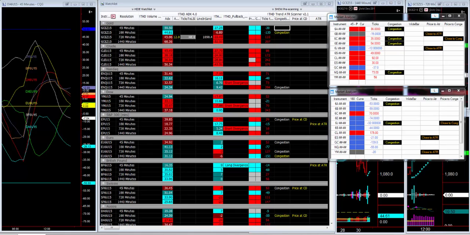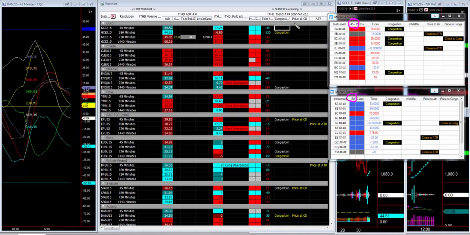I'm going to go over the market review, but also the differences between NinjaTrader and MultiCharts. Over on the right-hand side of the screen, you can see I have a market analyzer, and I have two of them up. One is on a 45-minute, one is on 180 minutes. We do have audio, visual, and email alerts for the market analyzer. You can see this is close to the ATR, this is close to congestion. You also see over here on the 180, this is close to congestion, this is close to the ATR.